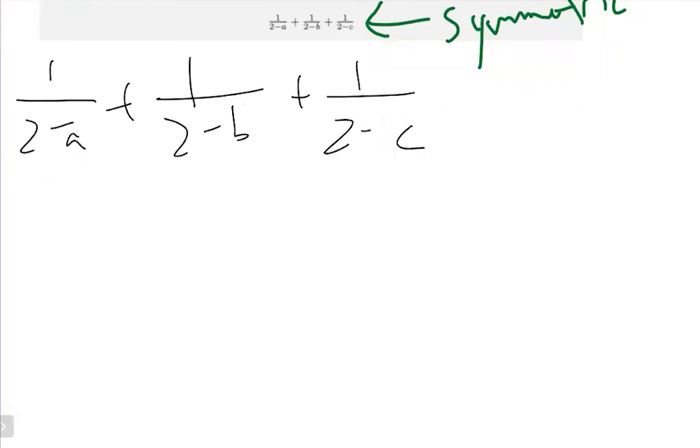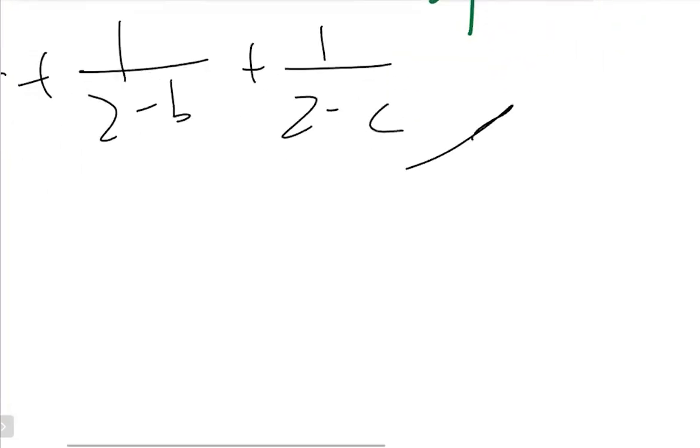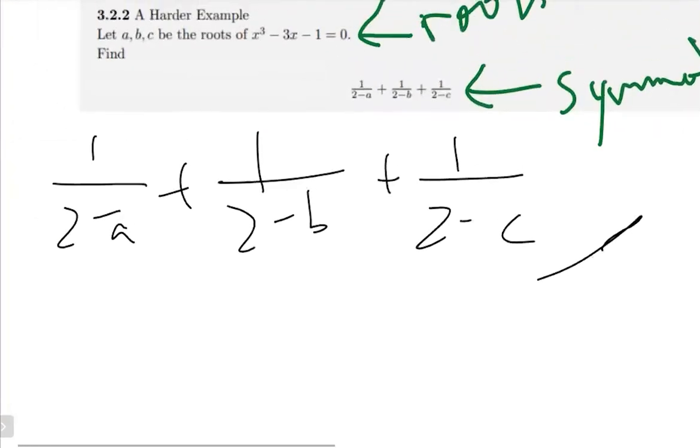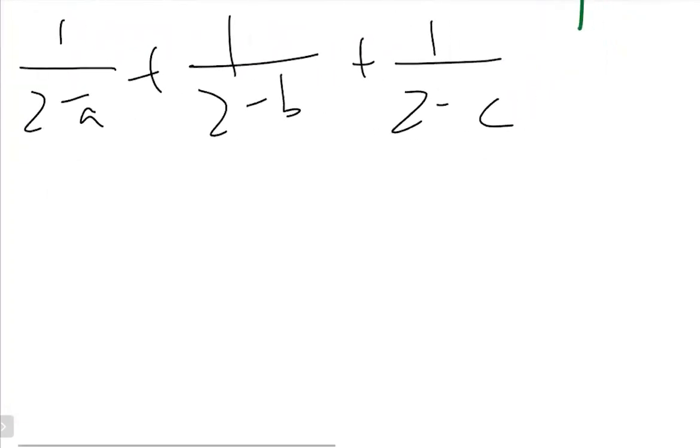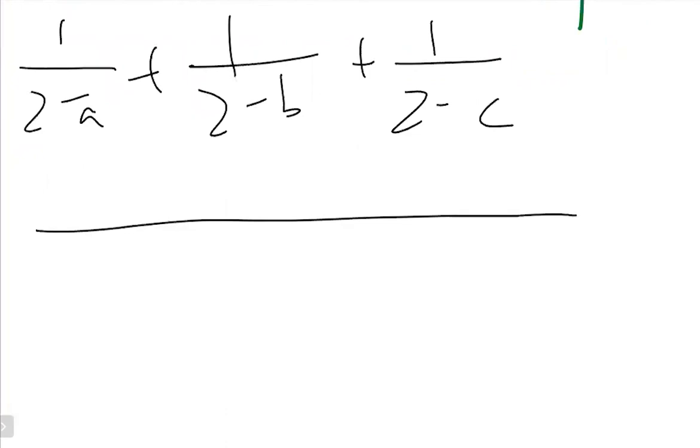So unluckily, this problem does involve some form of bashing, right? So let's put this over a common denominator first. Let's zoom in and just grind away at this expression. Okay, so this is the expression here, and let's just put it all over a common denominator, right?